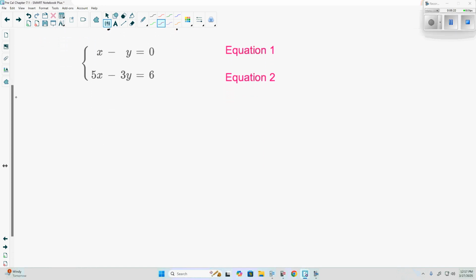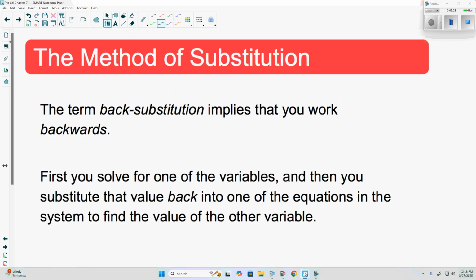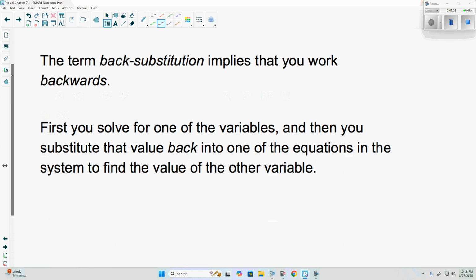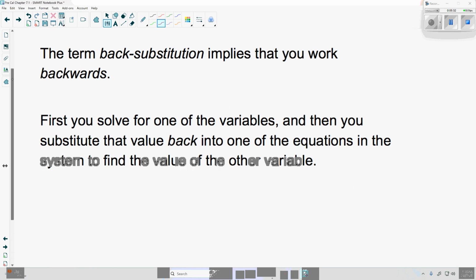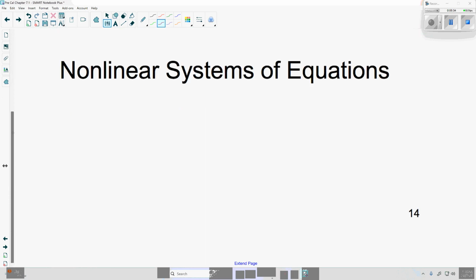Questions on solving by substitution? Do you feel comfortable with this? Okay. Now the term back substitution implies you work backwards. So we solve for one variable and then work backwards.